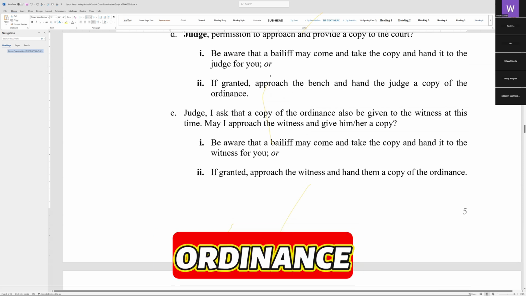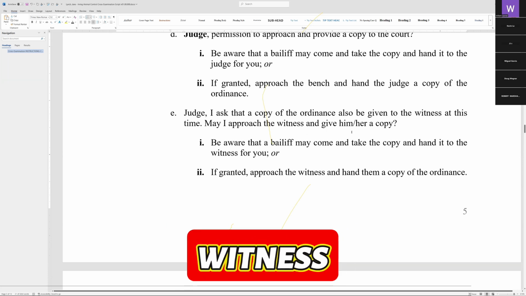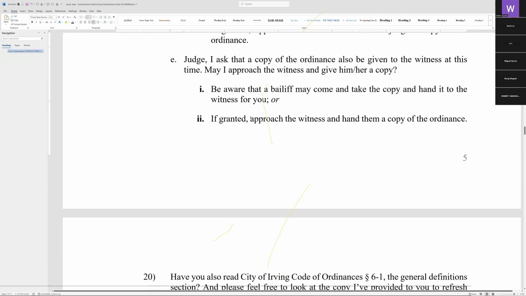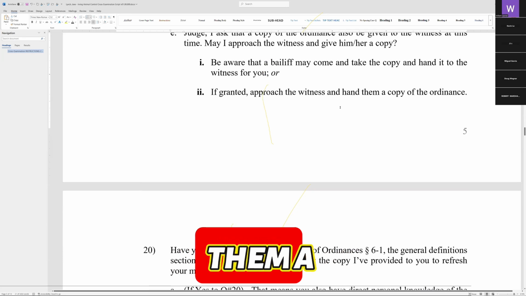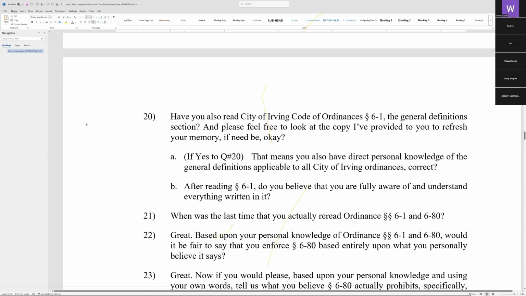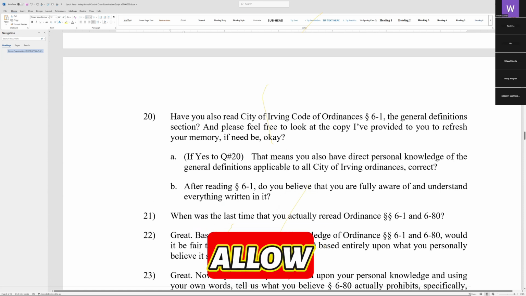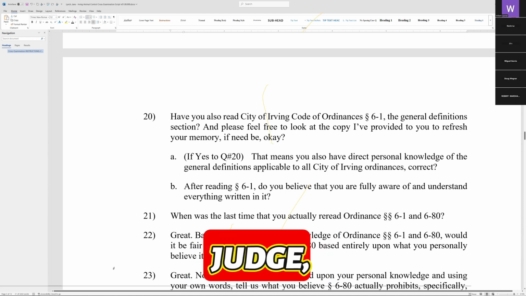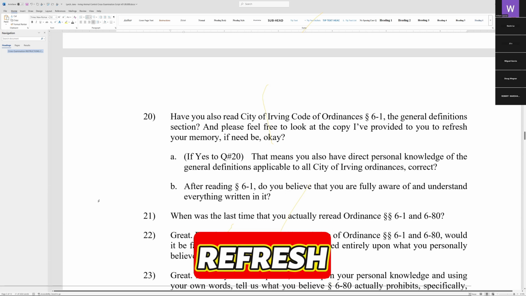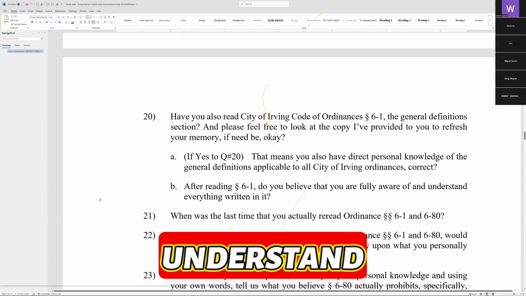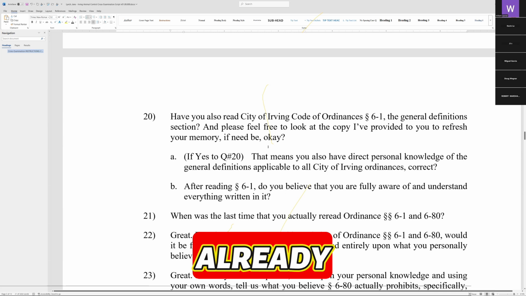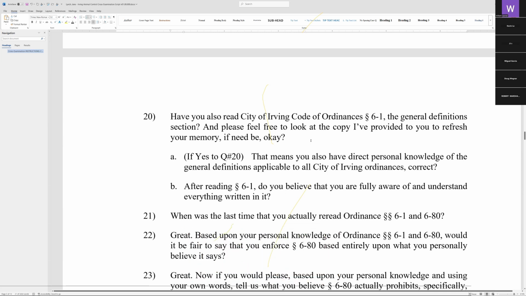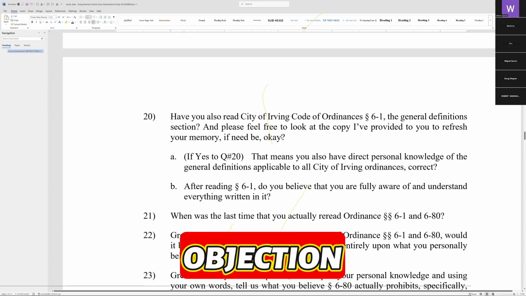Judge, I ask that a copy of the ordinance also be given to the witness at this time. May I approach the witness and give him or her a copy? Again, the bailiff may come and take it and give it to him if the judge allows it, or if granted, approach the witness and hand them a copy of the ordinance yourself. Okay, what if he doesn't allow that the ordinance be in the hands of the witness? Judge, I'm just asking them to have a copy in case they need to refresh their memory about what they personally understand it to say. They already testified that they do, but in case they need to refresh their memory, I would like them to have a copy so they can look at it. I have no objection to that. City attorney, do you have an objection to that?